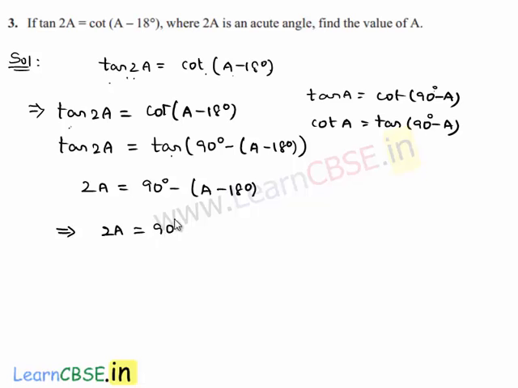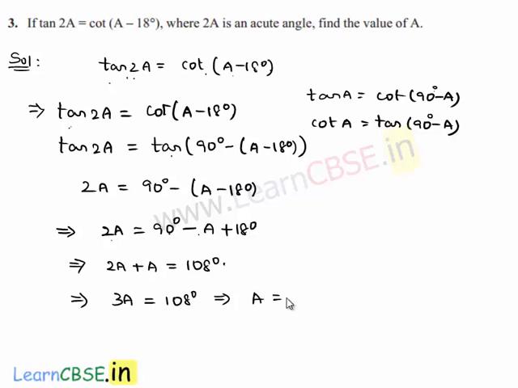which implies 2A is equal to 90 degrees minus A, and minus into minus is plus 18 degrees. Now let's transpose minus A to the left hand side, then it becomes 2A plus A is equal to 90 degrees plus 18 degrees, which is nothing but 108 degrees. Which implies 2A plus A is nothing but 3A, which will be equal to 108 degrees. That implies A is equal to 108 degrees by 3, and here 3 goes in 108 36 times. So finally we got the value of A as 36 degrees. That is the solution.